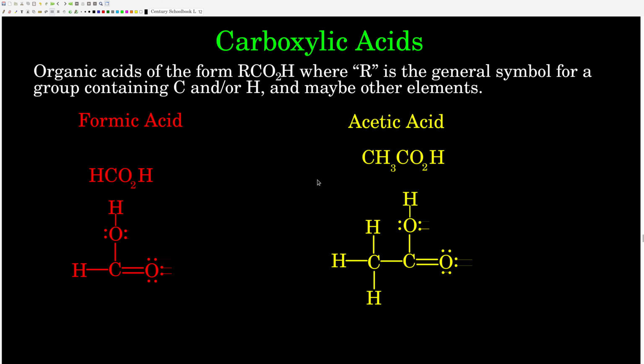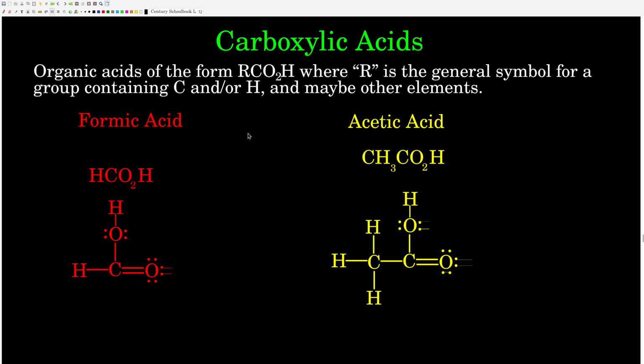All right, let's talk about carboxylic acids now. Carboxylic acids are organic acids, meaning they contain carbon, and they have this general form here, RCO2H. R just means it could be any combination of hydrogens and or carbons, and sometimes there's even some other elements in there, but it has to contain at least hydrogen or carbon. That's R, and then it's a carboxylic acid. So the CO2H is the carboxylic acid, what we call functional group. It's what makes it an acid.